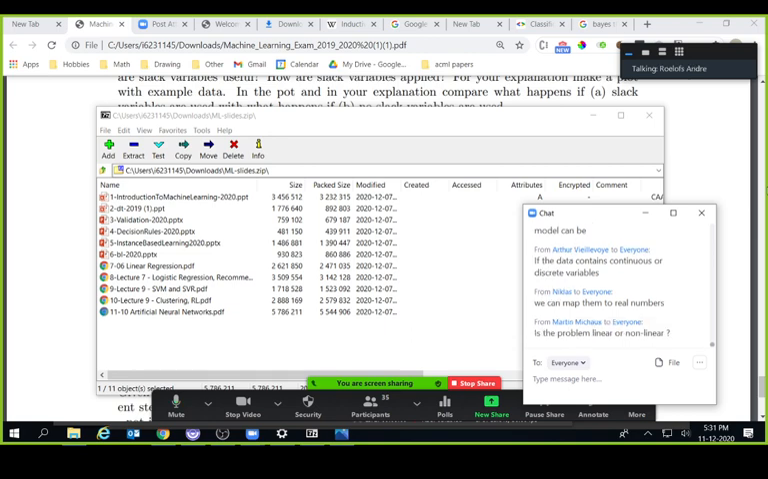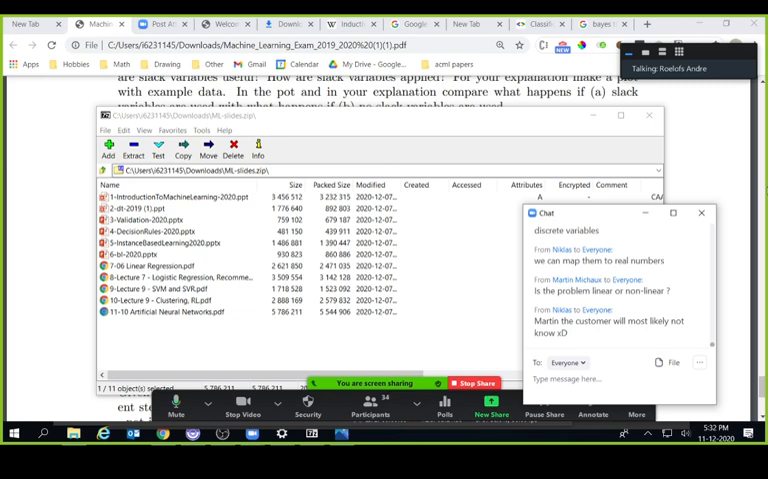We can map them to real numbers. Yes. Is the problem linear or nonlinear? First of all, we can map them to real numbers between 0 and 1. So for example, if you have 3 classes, man, woman, and non-binary... No, actually no. We would basically be able to discretize them by having a simple vector of 3 numbers, like 1 0 0 for a man, 0 1 0 for a woman, and 0 0 1 for the other.